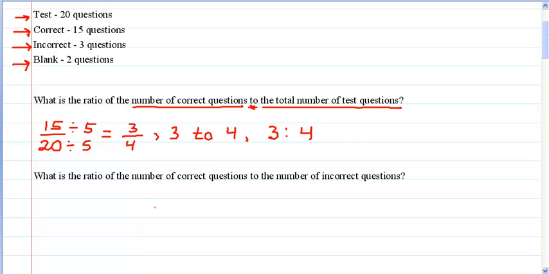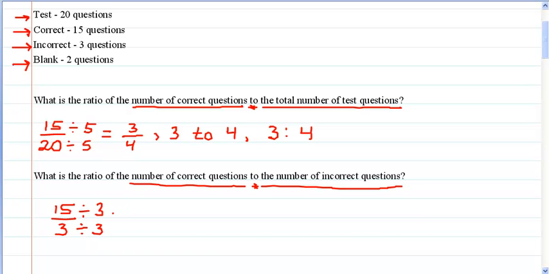The next question, what is the ratio of the number of correct questions, and then I get to the word "to", the number of incorrect questions? So the number of correct questions was 15, and the number of incorrect questions is 3. To reduce this ratio, I would divide both of the numbers by 3.